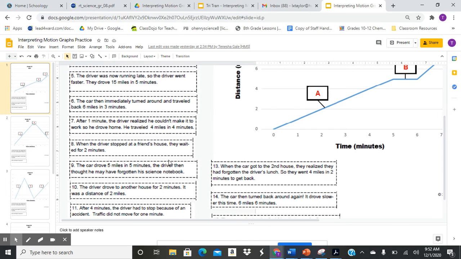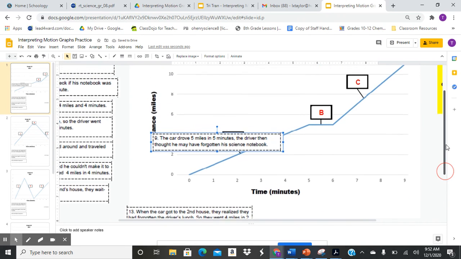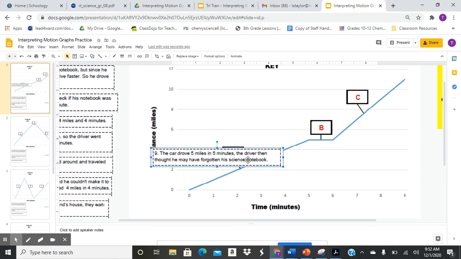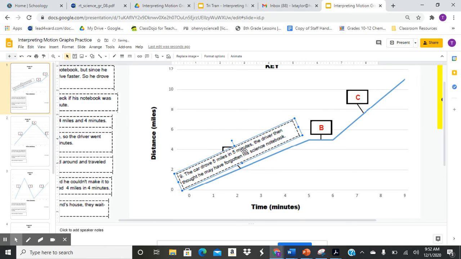And if I look at description 9, it says the car drove 5 miles in 5 minutes. The driver then thought he may have forgotten his science notebook. So the driver drove 5 miles in 5 minutes is that key thing in this description that helps me to know that this description is described in line A, right? Because I know that line A is moving away, right? And I know that he moved away 5 miles in 5 minutes, okay?